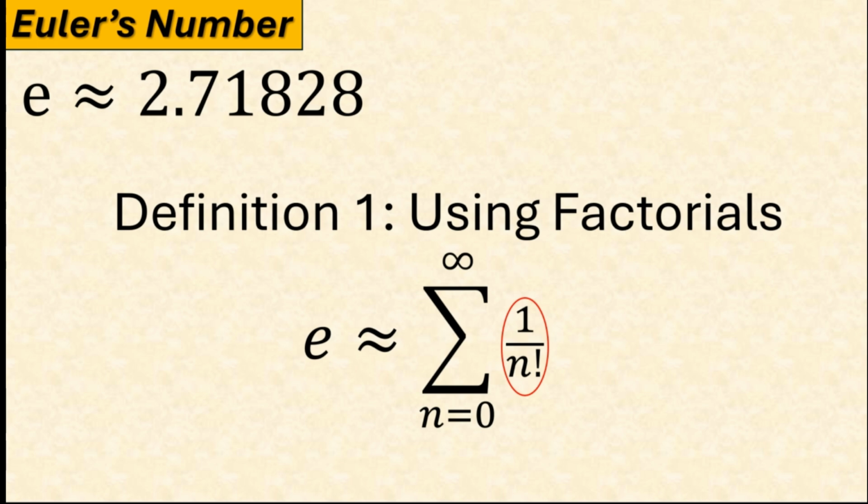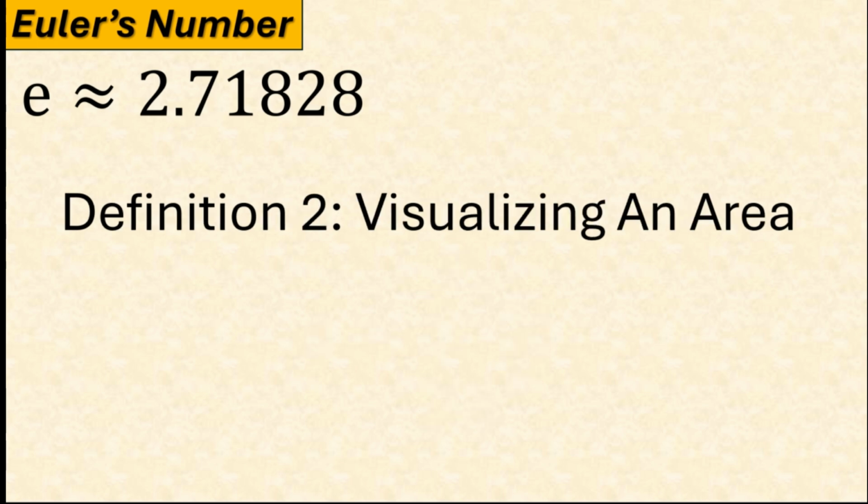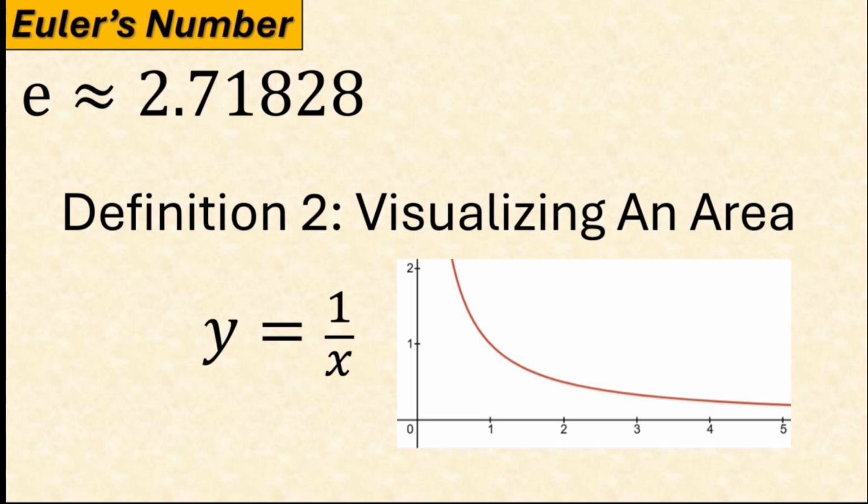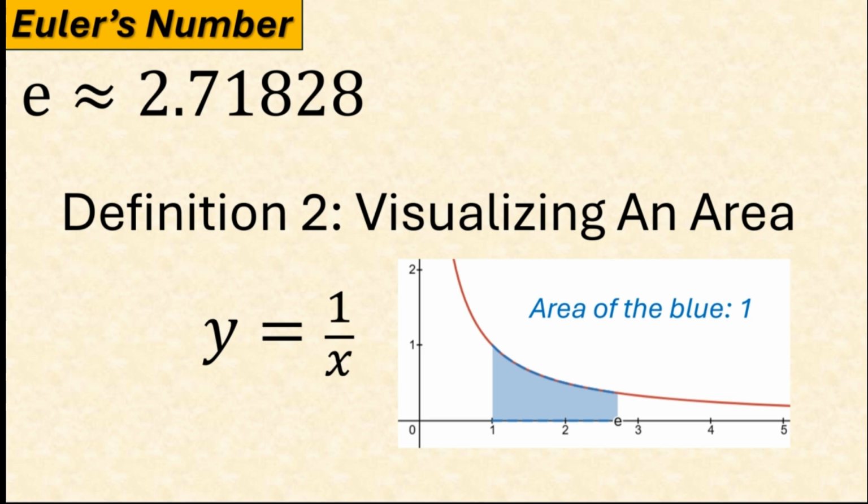Now I'll move to my second way of defining E. The second way to define E is to visualize how it can be used in area measure on graphs. Here we have the graph y equals 1 over x. It turns out that the area under the red curve between 1 and E is exactly equal to 1. Though it's a very specific and wordy definition, a common definition of E is the number for which the area under the curve of 1 over x from 1 to that number is equal to 1. Later in this video, I'll provide a more detailed analysis of this, but for now, I'll move on to my next definition of E.